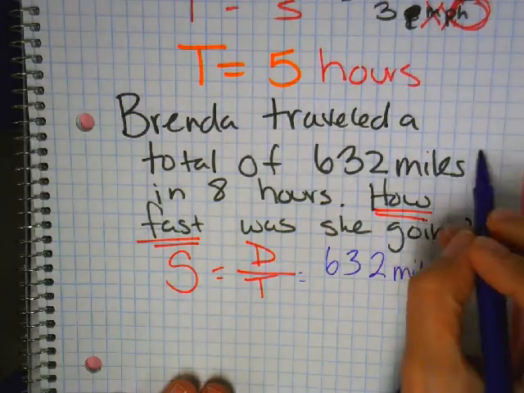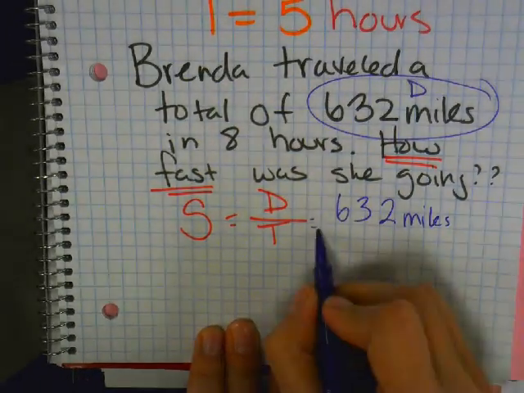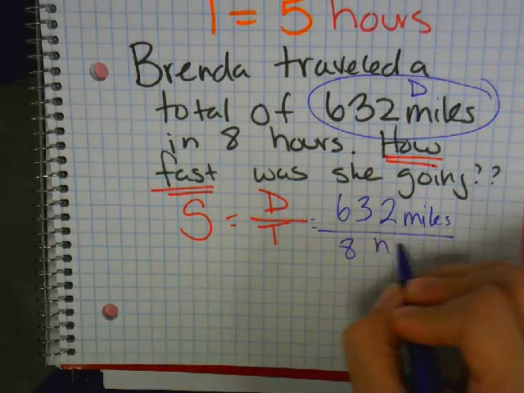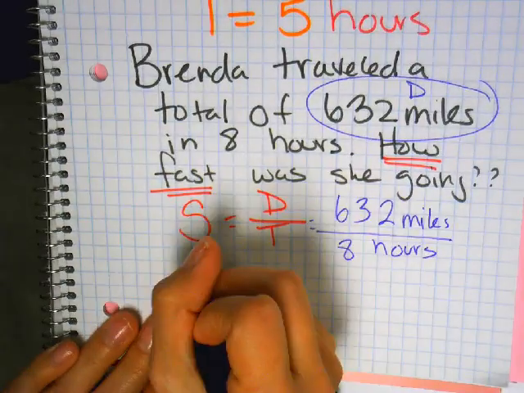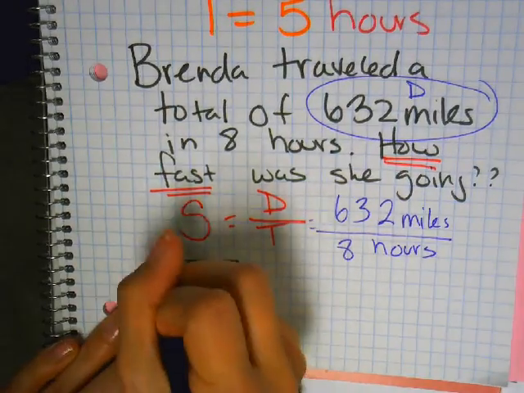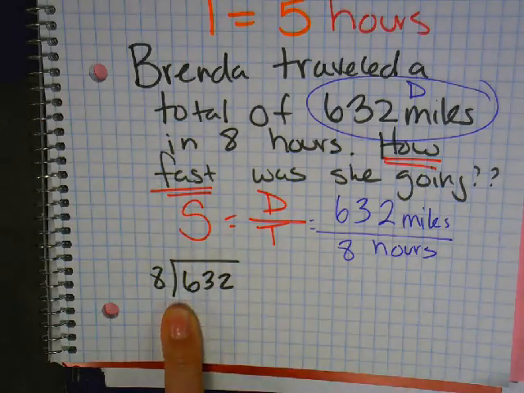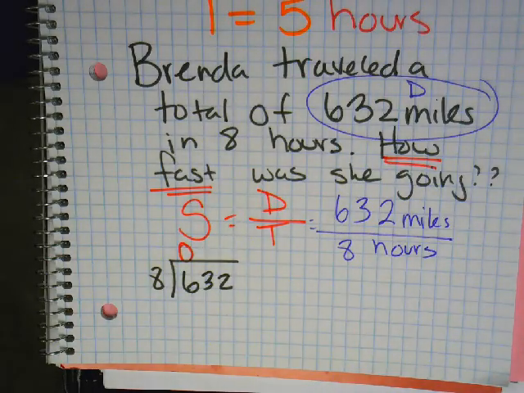632. This is my distance, divided by my time, 8 hours. All right, so this one we have to do over here. No calculator. Old school. You've got to remember, your calculators will not always be there. When you take the test, calculators are not guaranteed on the state test. So we have to focus and do something on our own.